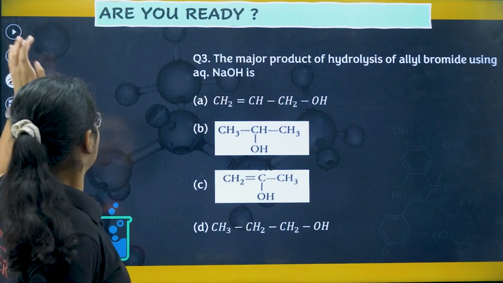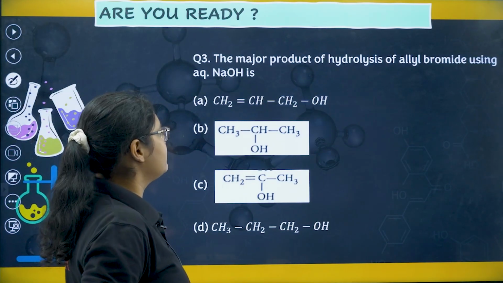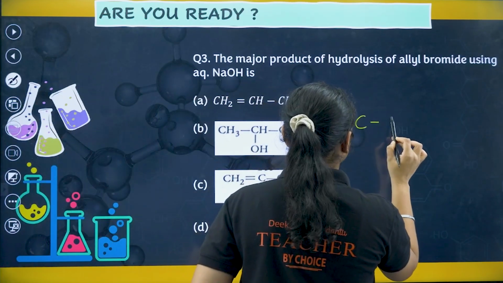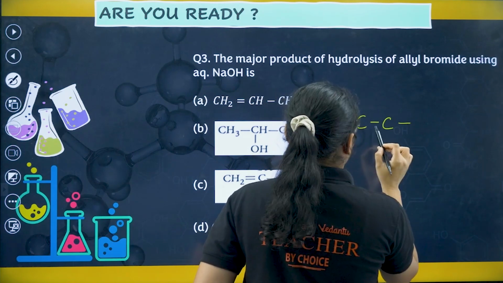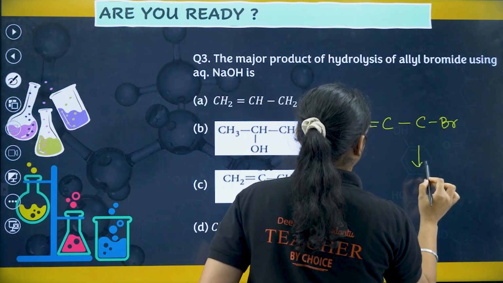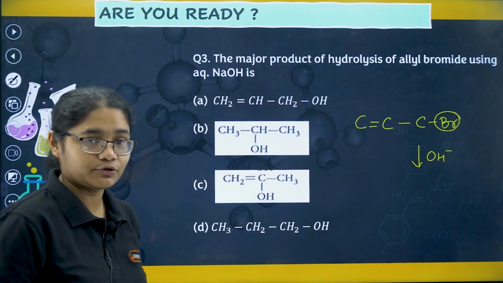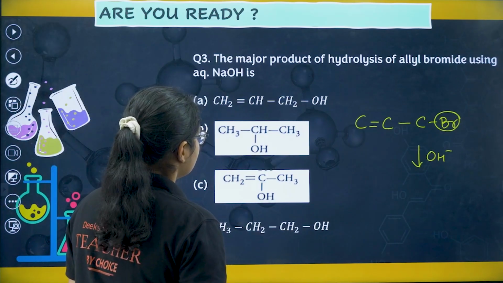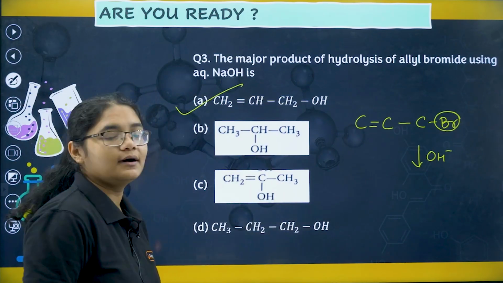Next, the major product of hydrolysis of allyl bromide with aqueous NaOH. So you have allyl bromide. What is allyl bromide? And you are treating it with OH minus. So what will happen? This Br will be replaced with OH group, nucleophilic substitution reaction. So what will be the product here? Yes, that is your option number A.